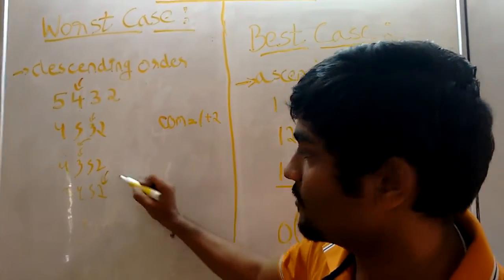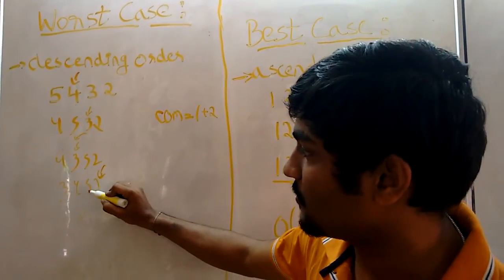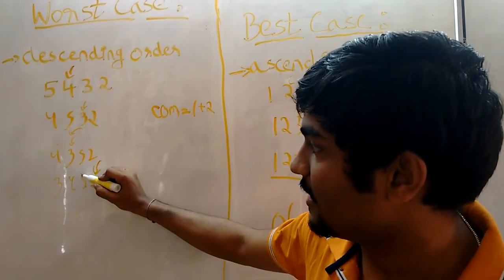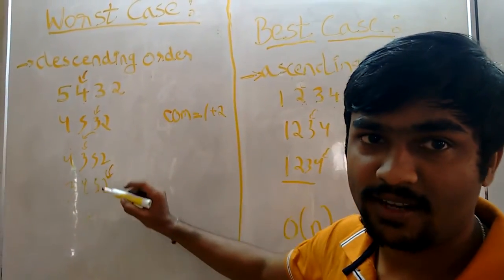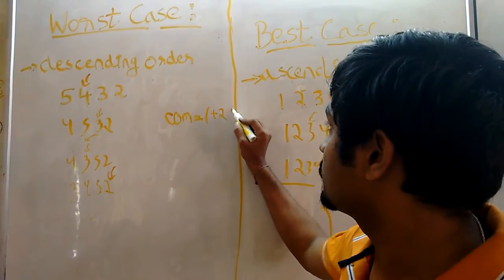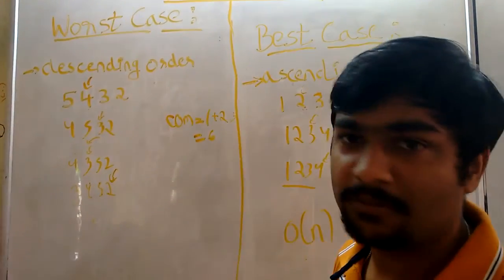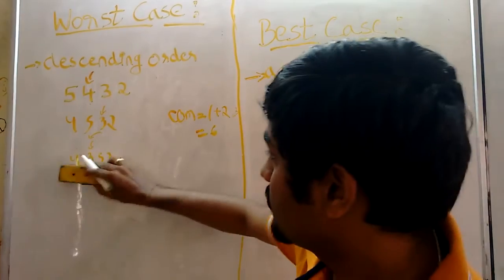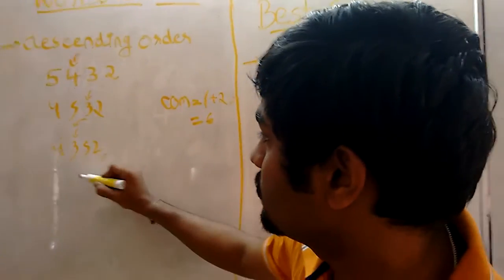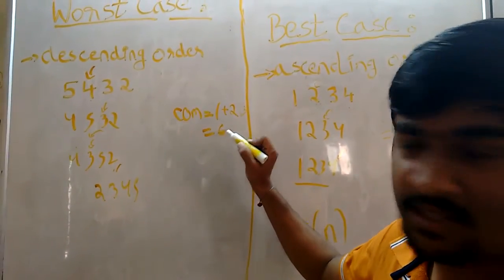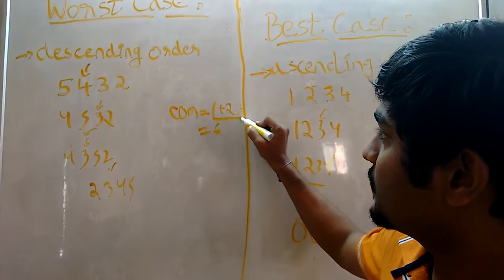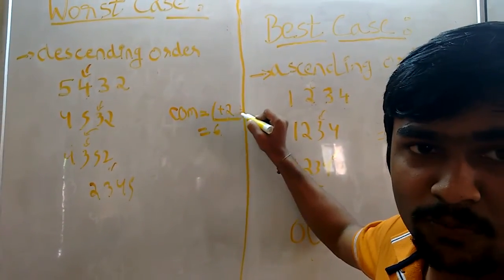Now you come to the last element. You have to compare this with 5, it's lesser. Then you compare with 4, again it's lesser. And then you compare with 3, again it's lesser. So there are 3 comparisons. So the total number of comparisons becomes 6. Alright. So the sorted array becomes 2, 3, 4, 5, and total comparisons 6. As you can see, it is 1 plus 2 plus 3.